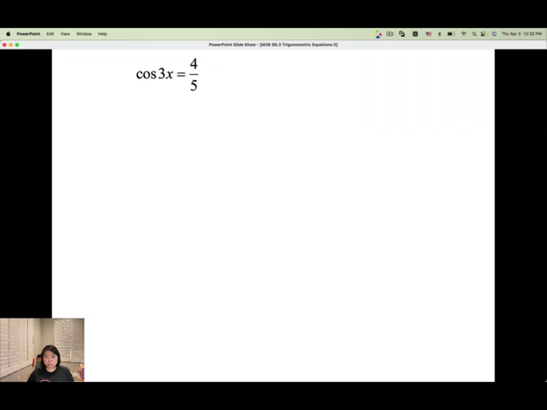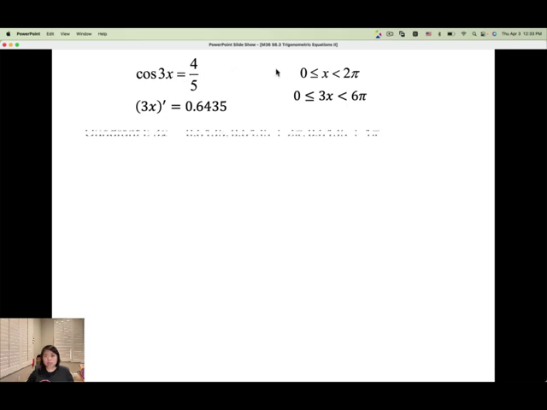Okay, keep going. So cosine 3x, and x is from 0 to 2 pi. Now we do have a 3x, so we're going to multiply by 3. Then we calculate the reference angle using the calculator. Make sure you convert your calculator to radians. Cosine 3x is positive, so we have quadrant 1 and quadrant 4.